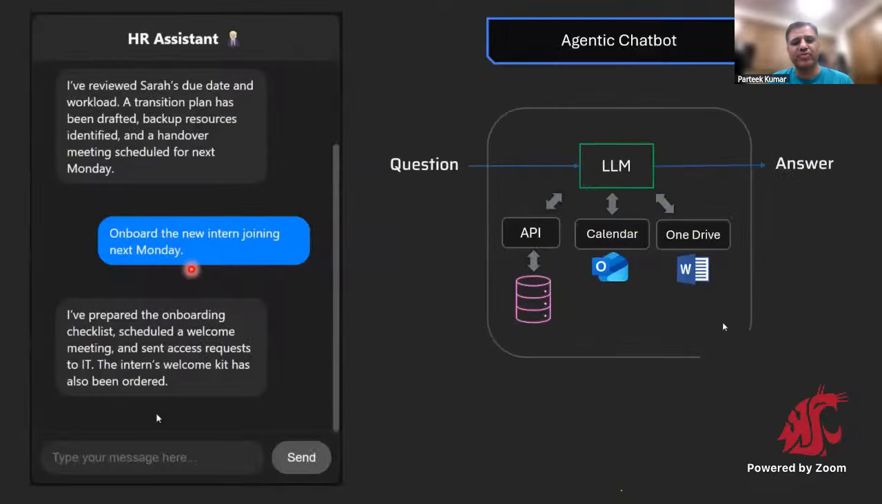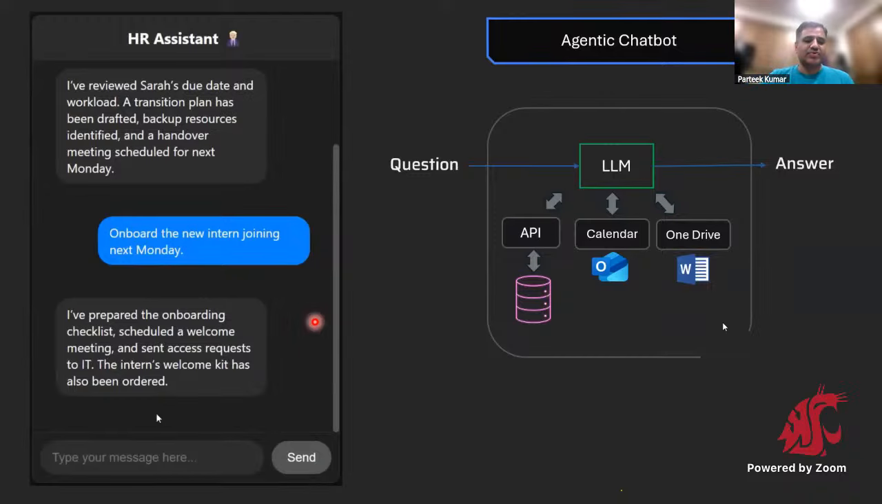So in order to perform this onboarding process, this agentic AI chatbot will have API access for the databases, calendar access, OneDrive access, and so on. There may be a lot more tools that we need to give access to, and then we can build the whole system based on that. And that is one example of the agentic AI chatbot system that we are looking at. So if you have any question at this point, you can ask me and we can move ahead with that.